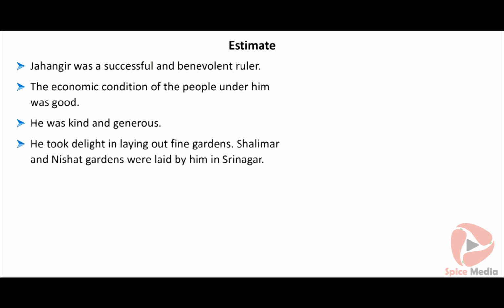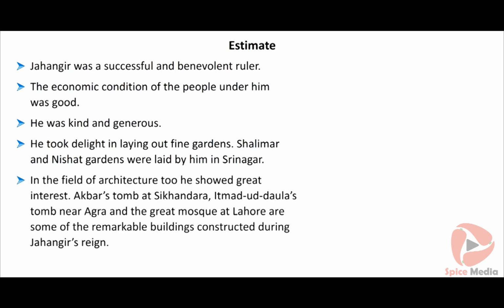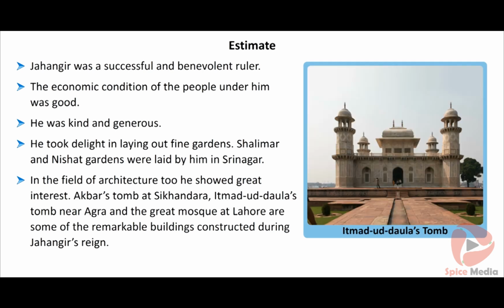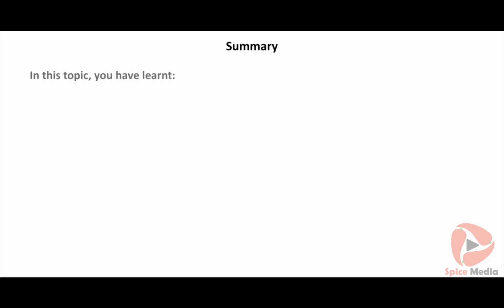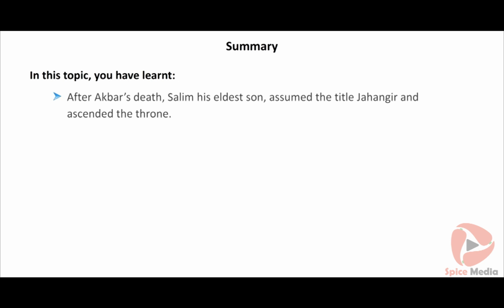He took delight in laying out fine gardens. Shalimar and Nishat gardens were laid by him in Srinagar. In the field of architecture too, he showed great interest. Akbar's tomb at Sikandra, Itmad-ud-Dawla's tomb near Agra, and the great mosque at Lahore are some of the remarkable buildings constructed during Jahangir's reign.